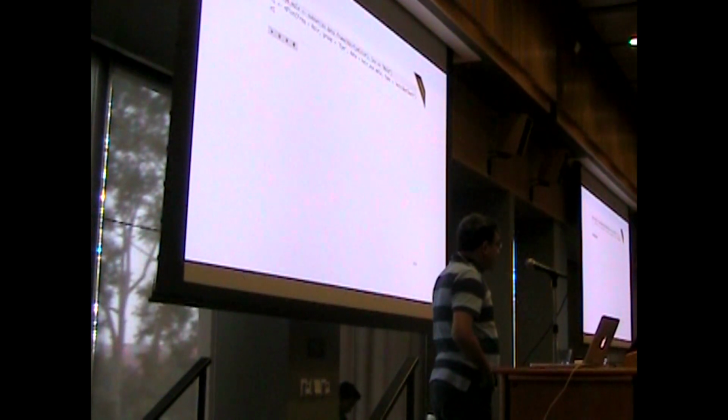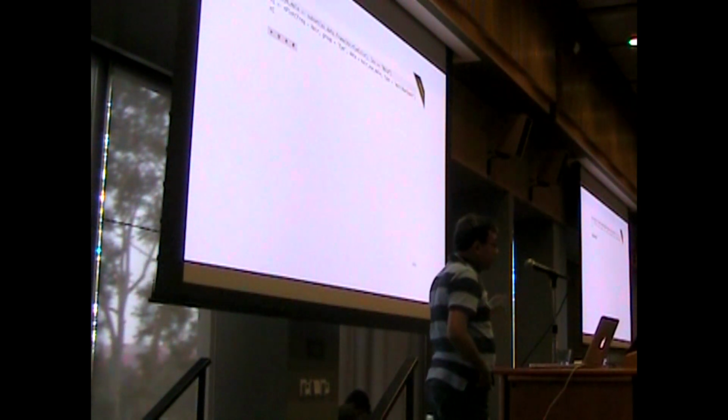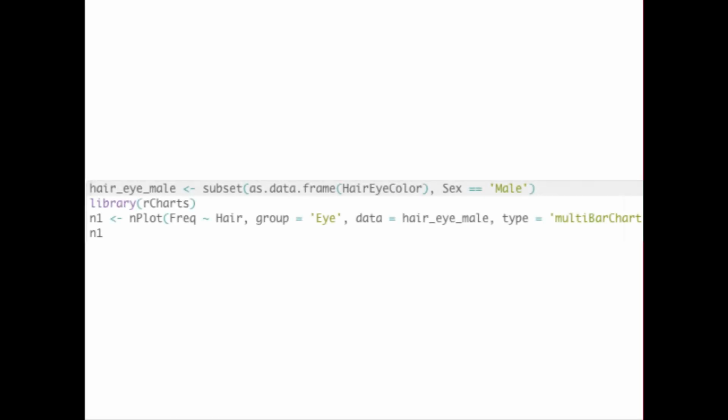So here's a simple example of how rCharts uses one of the libraries in the whole mix. If you look at the code here, I'm essentially creating a data frame of hair eye color for males. And if you look at the plot command, what goes into it should be fairly familiar to those of you who have used Lattice. So you have a plot of frequency versus hair grouped by eye color, the data set is hair eye male, and you have which type of chart I want, a multi-bar chart. Okay? The only difference is in the function. I'm using a function called nplot.